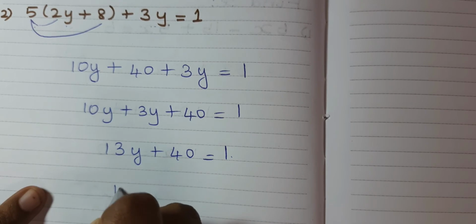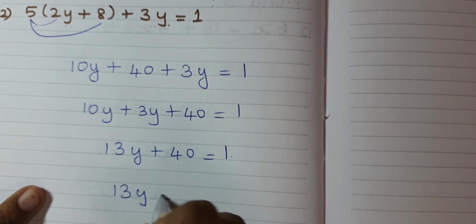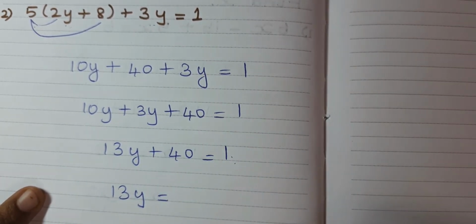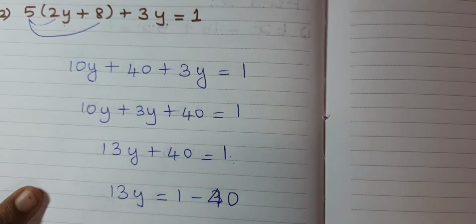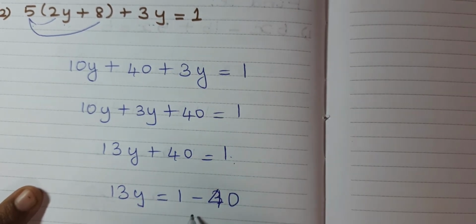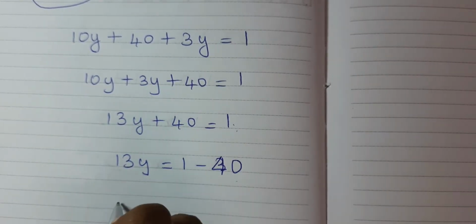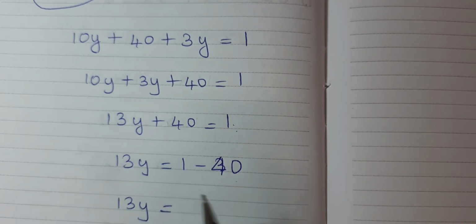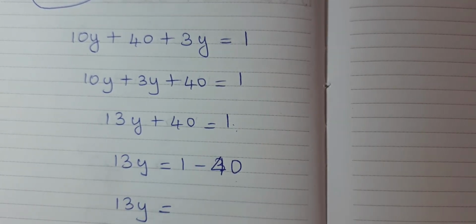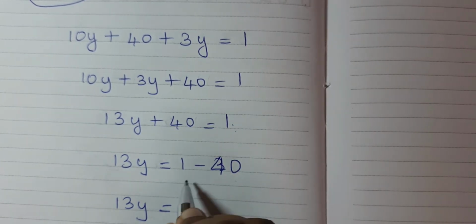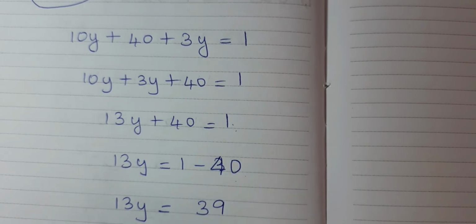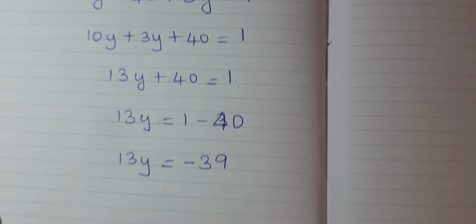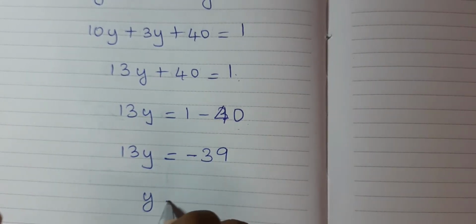So I have to find y. Keep 13y as it is. When plus goes to the RHS side, it will become minus. So 1 minus 40. Plus 40 when it goes to this side becomes minus 40. 40 minus 1 is 39. What is the greater number? 40 is the greater number. What is the sign in front of the greater number? Minus. So minus 39.